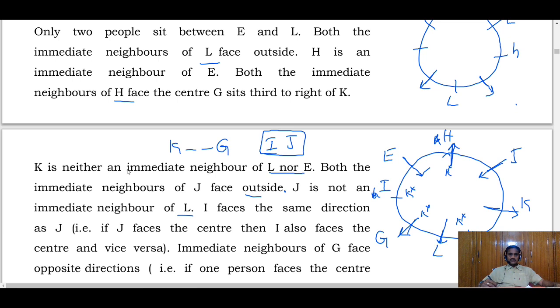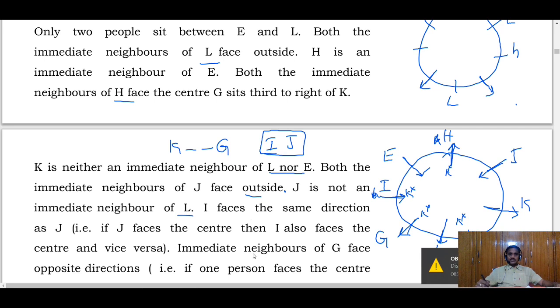K is neither an immediate neighbor of L nor E. Both the immediate neighbors of J are facing away from the center. J is not an immediate neighbor of L. I face the same direction as J. J is facing towards the center, so I is towards the center.